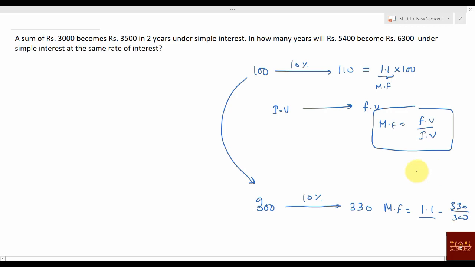What you can infer from this is, if your rate of percentage is not changing, then your multiplying factor also will not change. If the multiplying factor does not change, the ratio will be the same. The ratio of final value to initial value also will be the same. Now if you know the concept, can you apply the same concept in this question?